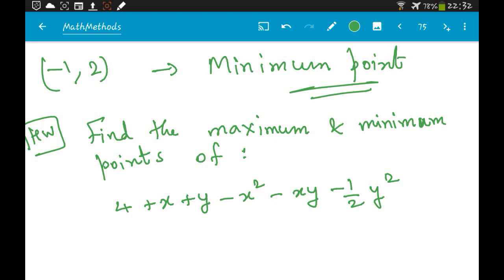Alright, so in the next class we will again see maxima and minima, but we will see how we can find maxima and minima given some constraints. Okay, so I will stop here for this class.